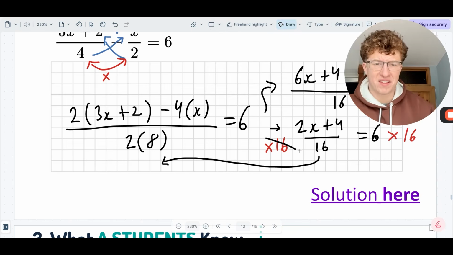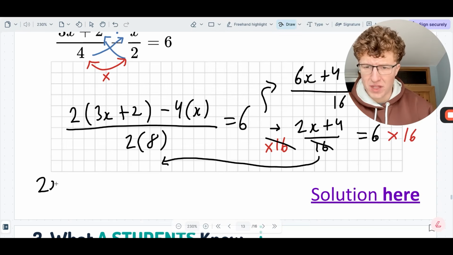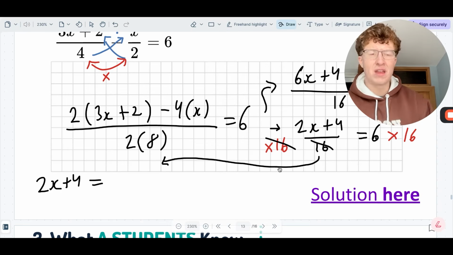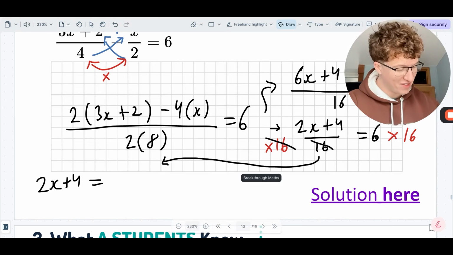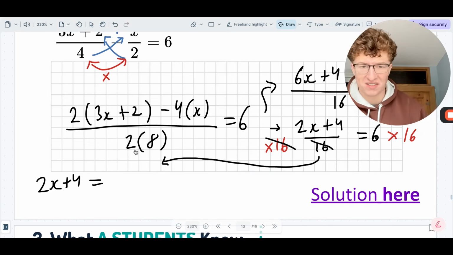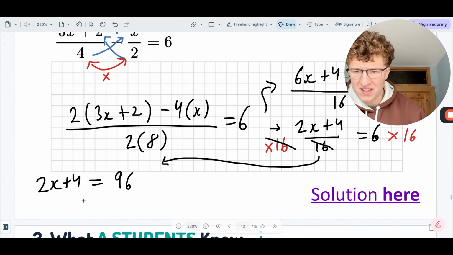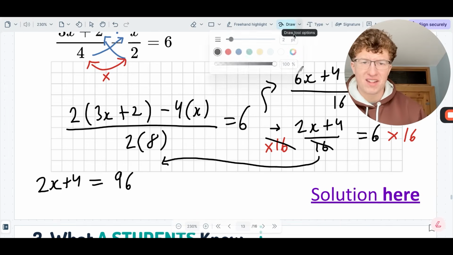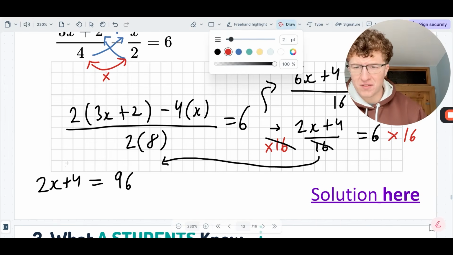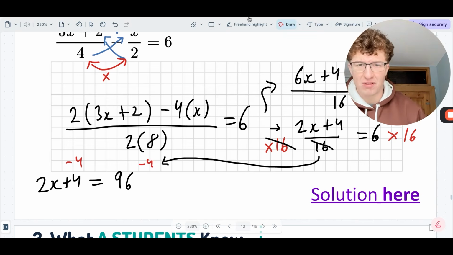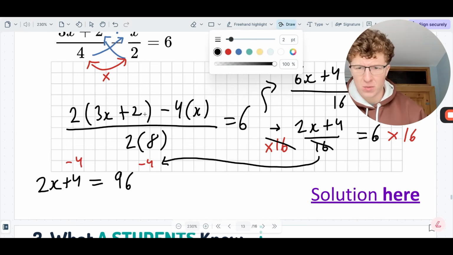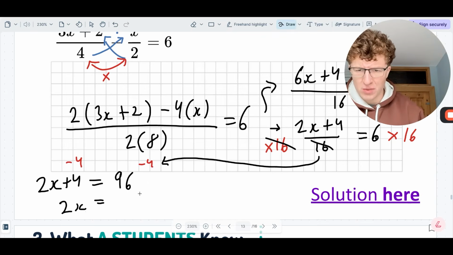So multiply by 16, those 16s will cancel, and we'll have 2x plus 4 on the left. And then we're going to have 16 times 6. 16 times 6 is 96. So equal to 96. Again, we want the x on its own, so we're going to be minusing 4 from both sides to get rid of that 4 on the left. That's going to give us 2x is equal to 96 minus 4, which is 92.